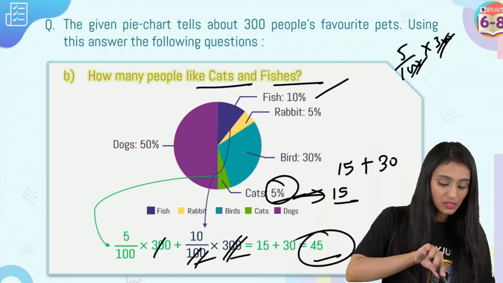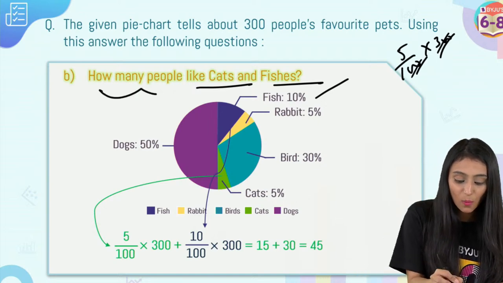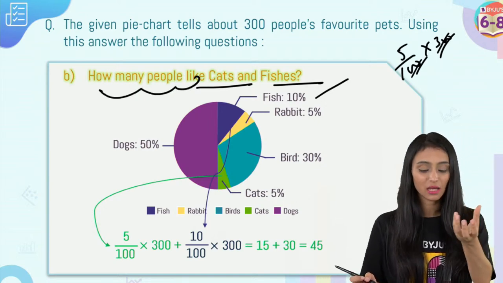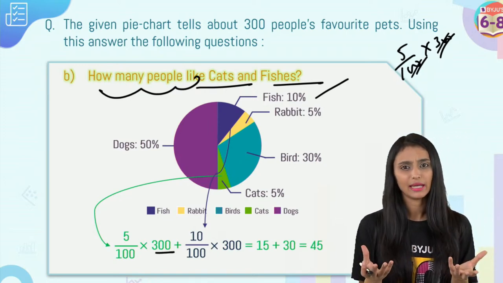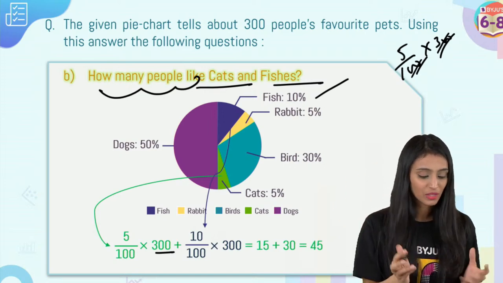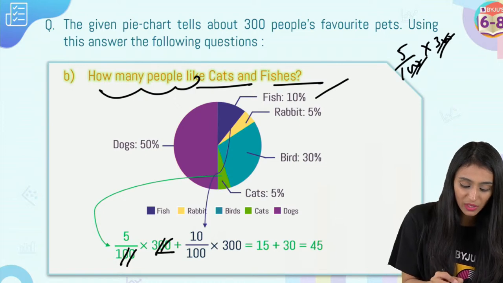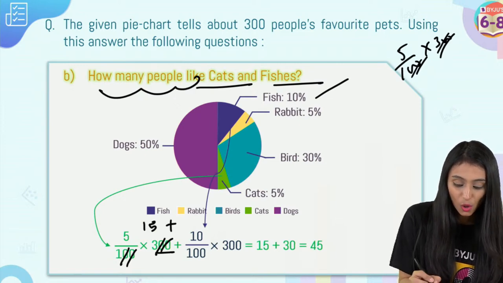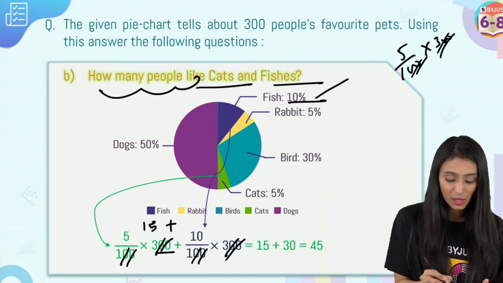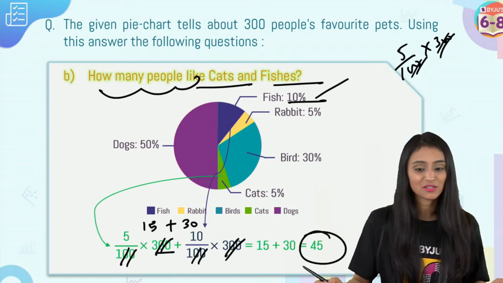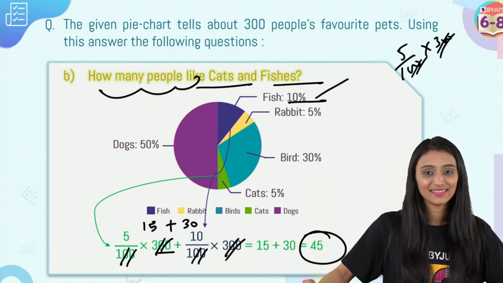Yes, Rekha, absolutely. So when we are saying the cats are 5%, the question is asking us how many people are liking cats. We need the exact number. 5% means 5 by 100 into 300. 5% of what? There must be some whole thing, right? Because percentage is a proportion about a whole thing. So 100 will cancel out. We have 15 here. Plus, fishes are 10%. 10 by 100 into 300. Cancel this out. You have 30. 15 plus 30, that's 45. That's okay, Palak. I hope this is clear.